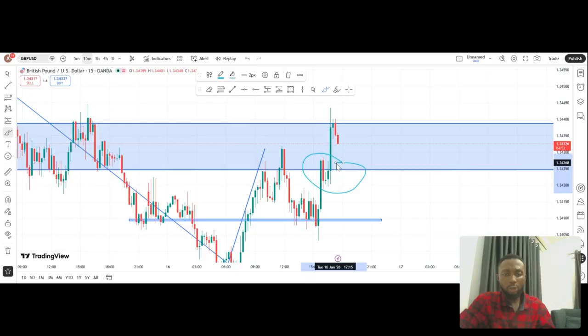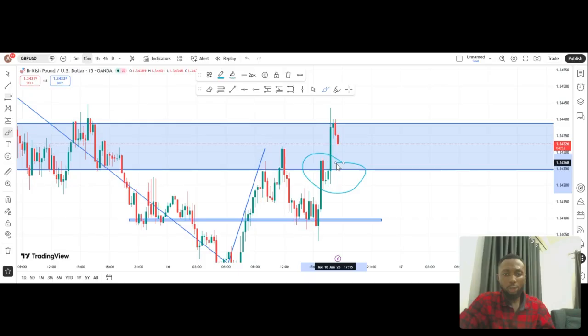Levels, I'm also seeing levels everywhere. This is a level here. If you notice, that morning star also came to respect that level, right? That is how to trade, guys.